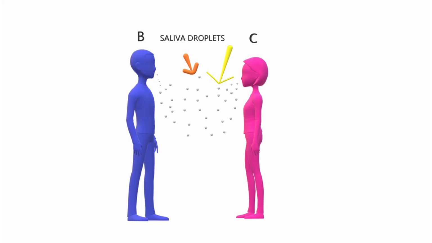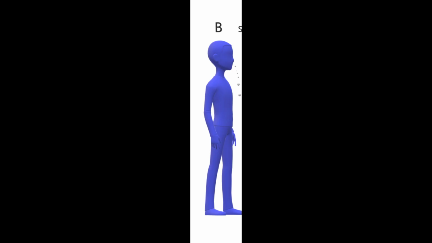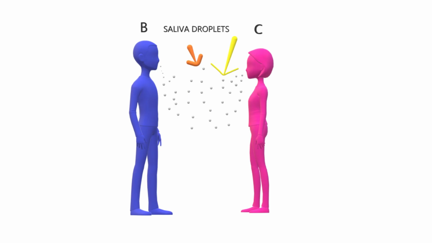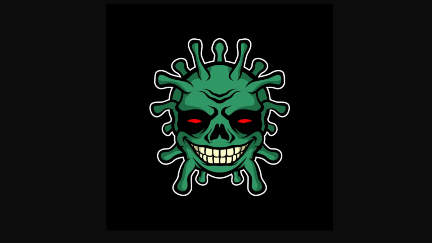But how does it infect us? So let's suppose the infected person is B and the healthy person is C. So when B coughs or sneezes near C, the saliva droplets of B fall on C and C inhales some of the saliva droplets. So these droplets go inside the body of C through its nose or mouth. Here the real game begins.